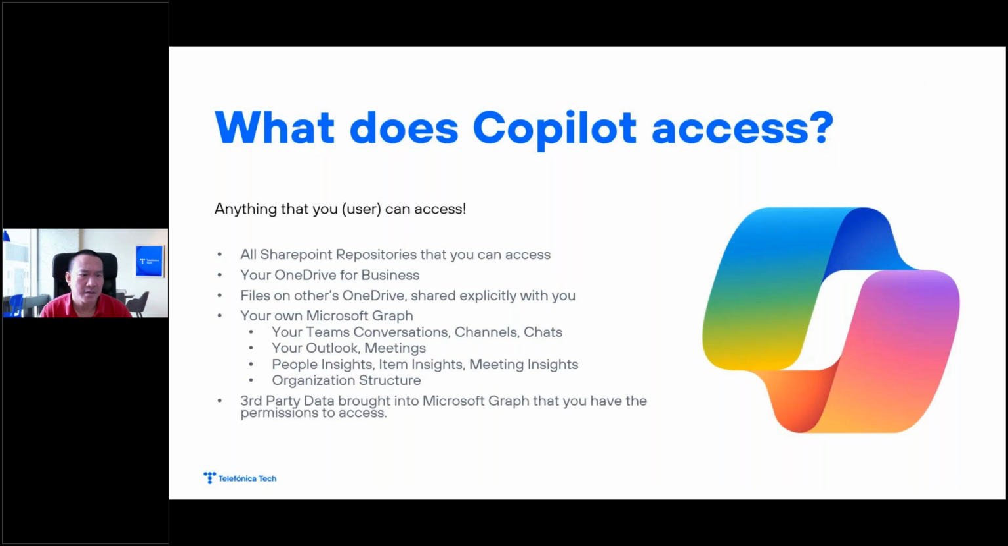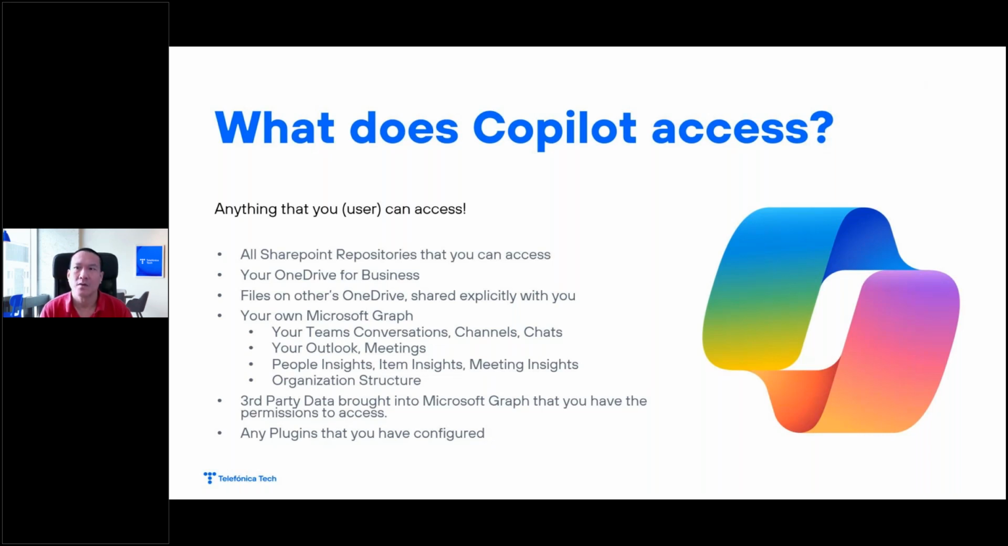Other data that Copilot can access: third-party data. So anything that someone from another organization has sent you and has sent you a link, so you can access that. And also any plugins. People might use things like Trello inside Teams or Poly. So if they're inside Teams and you have access to them, Copilot has access.